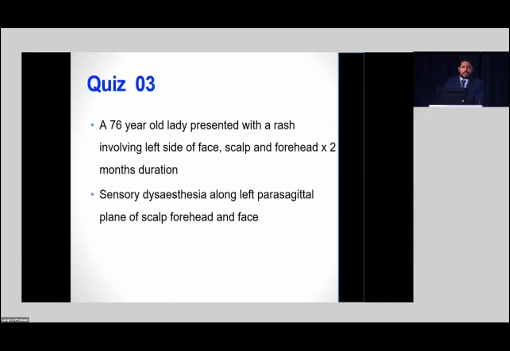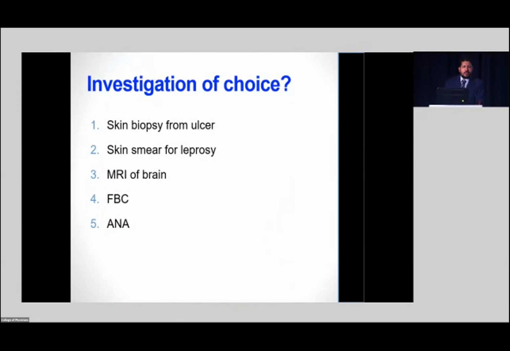So the next patient is a 76-year-old lady who presented with this rash. You can see it as a parasagittal involvement spreading right from the nose up to the scalp. There is evidence of ulceration and pigmentation and even exaggeration of skin markings due to lichenification. So what is the investigation of choice for this patient?